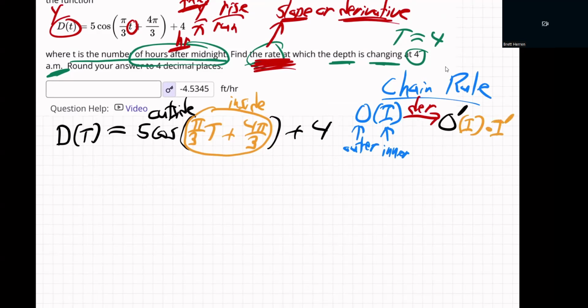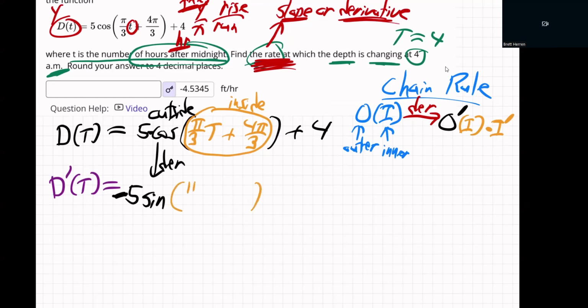So here we go. Let's do it. So I'm going to go D prime and take the derivative. So you do the derivative of the outside function. So 5 just sits there because it's a multiplied number. The cosine is negative sine, so I'll go sine and I'll put the negative right there. Okay, and then keep the inside function exactly the same at first. Like that. Oh no, what about this guy? He's 0.